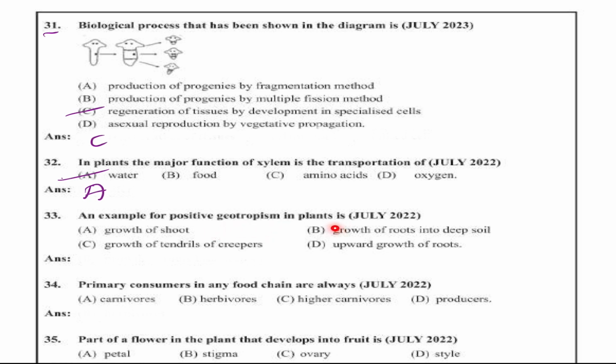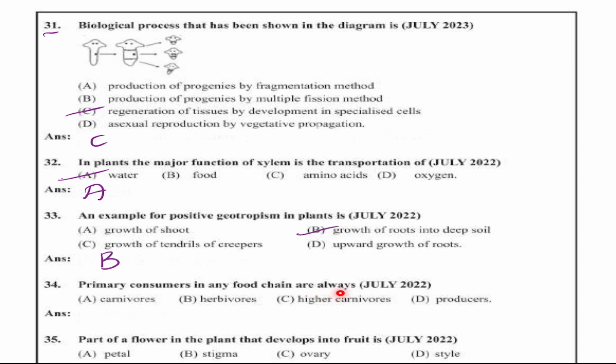An example for positive geotropism in plant is. Geotropism is the growth movement of the plant towards gravity, that is towards the earth. Growth of the shoot is above the ground. Growth of roots into deep soil, yes, it is towards the gravity, hence it is positive geotropism. What about option C? Growth of tendrils of creepers is due to touch, the movement of the plant due to touch. And upward growth of the roots is negative geotropism. So the growth of the roots into the deep soil is an example for positive geotropism. Hence the correct answer for 33rd question is option B.